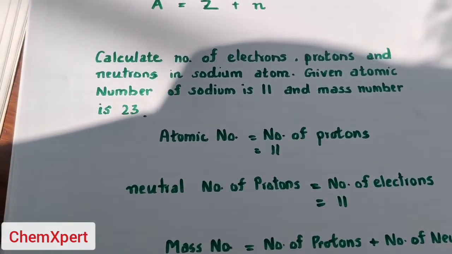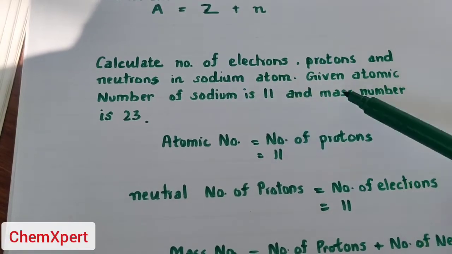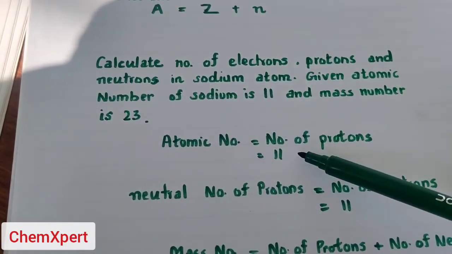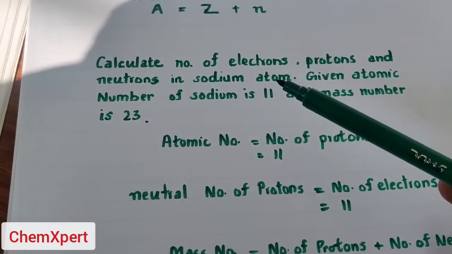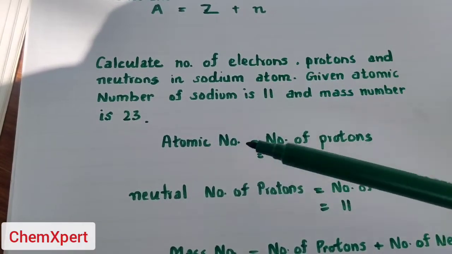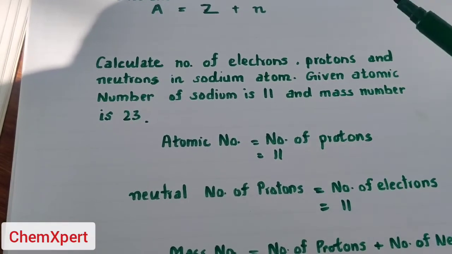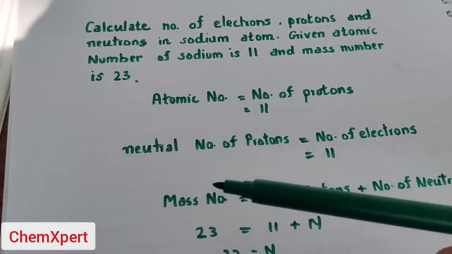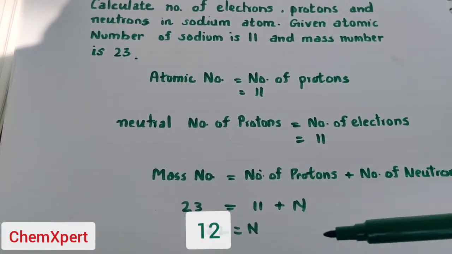What is given in the question? In the question it is given that the atomic number is 11 and the mass number is 23. Now if the atomic number is 11, the number of protons will be 11. Since the number of protons is equal to the number of electrons because it is a neutral atom, here it is not written that it is an ion, so it is a neutral atom, by which we can easily calculate the number of electrons, which are equal to the number of protons. And mass number is equal to the sum of protons and neutrons. We know the value for mass number, we know the value for protons, so we can easily calculate neutrons here.